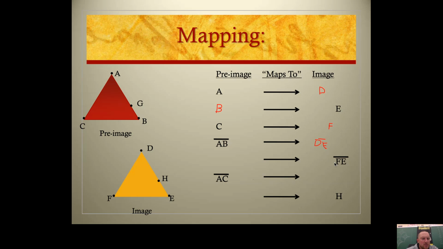What's the pre-image of segment FE? Segment CB. What's the image of segment AC? Segment DF. Again, just watch out for the order there. What's the pre-image of point H? Point G.